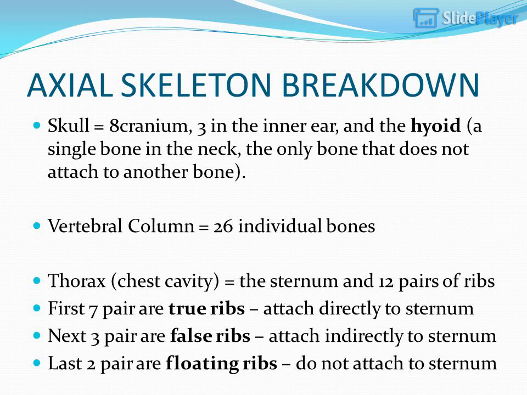Vertebral column equals 26 individual bones. Thorax, chest cavity, equals the sternum and 12 pairs of ribs. First 7 pair of true ribs attach directly to sternum. Next 3 pair of false ribs attach indirectly to sternum. Last 2 pair are floating ribs, do not attach to sternum.